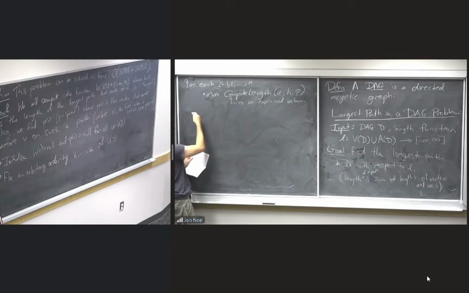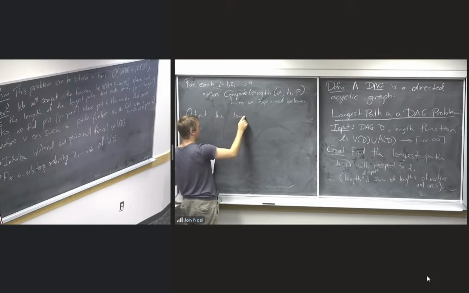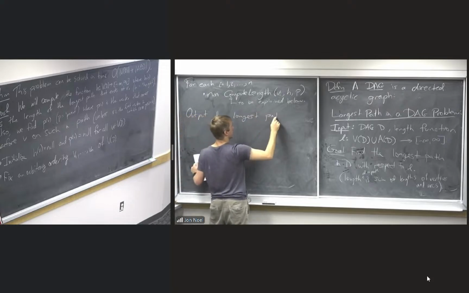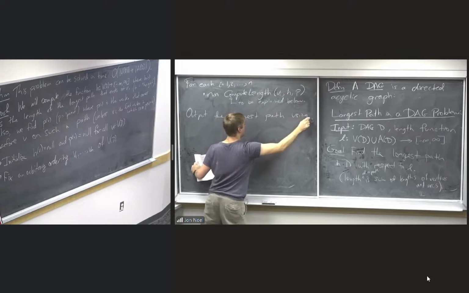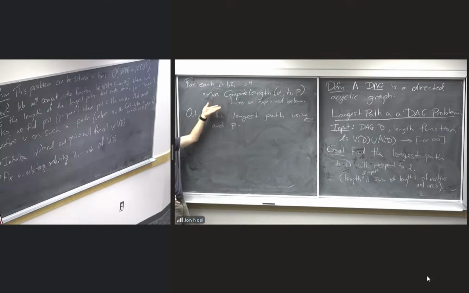And then at the end of this, we're just going to output the longest path, using the function h and the function p. So just in the way that I said, what I'm going to claim is that after I've run this subroutine on every vertex, I can just find the vertex of highest height, look at the parent function, and construct the longest path.